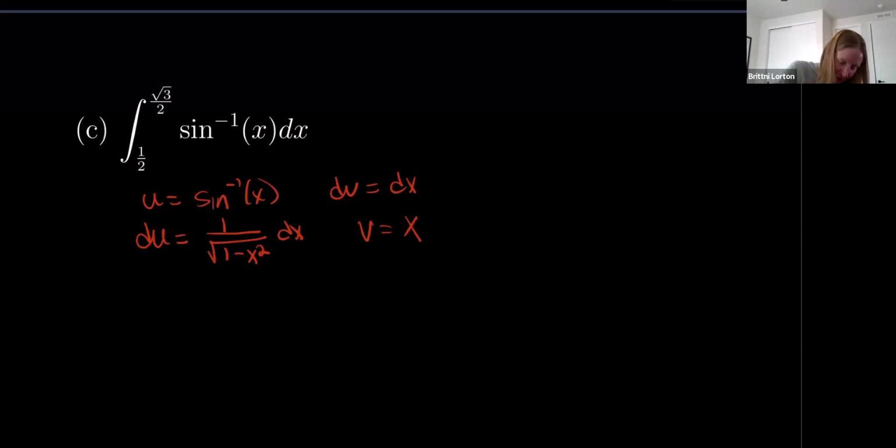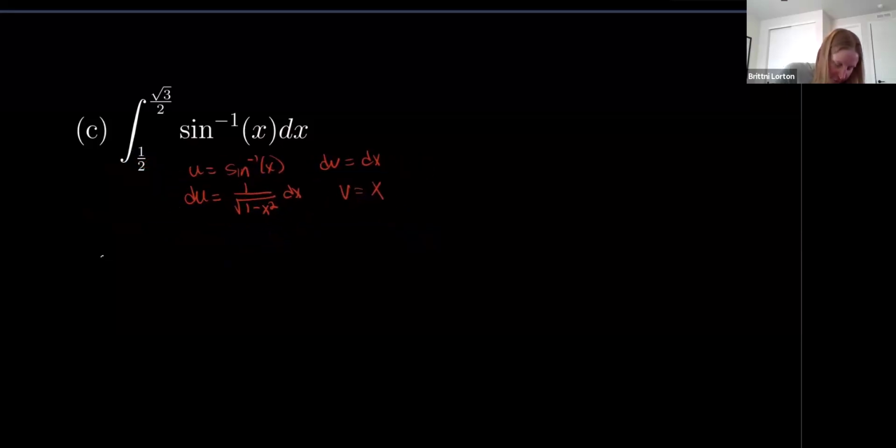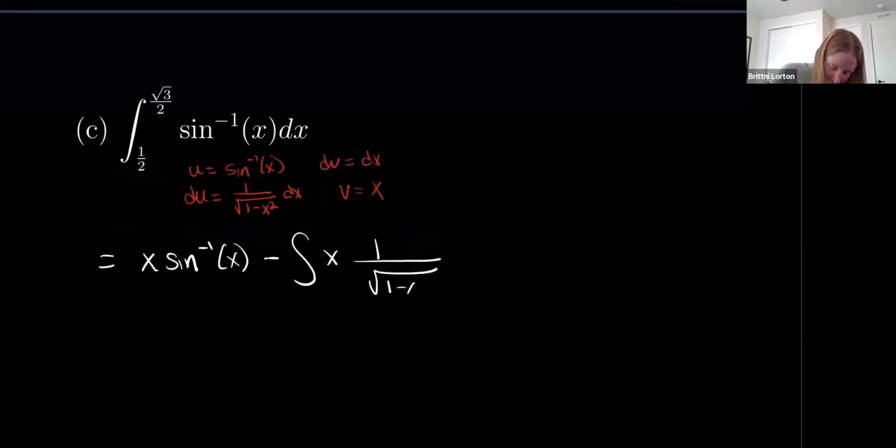Let's do the integration by parts now. I know I'm going to run out of space, so I'm going to make that a little bit smaller. This is going to become uv minus the integral of v times du. So this becomes x times sine inverse of x minus the integral of x times 1 over the square root of 1 minus x squared dx.